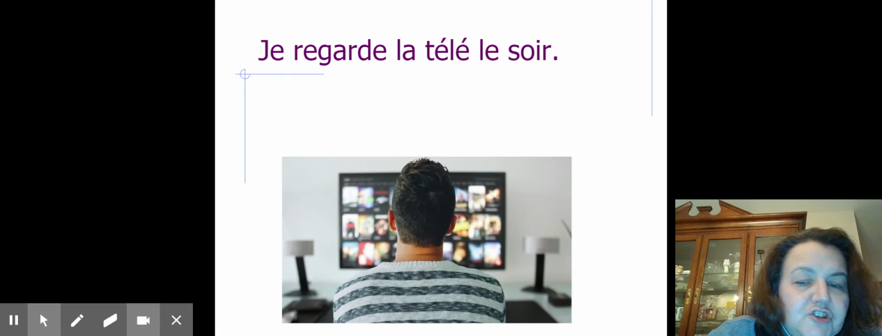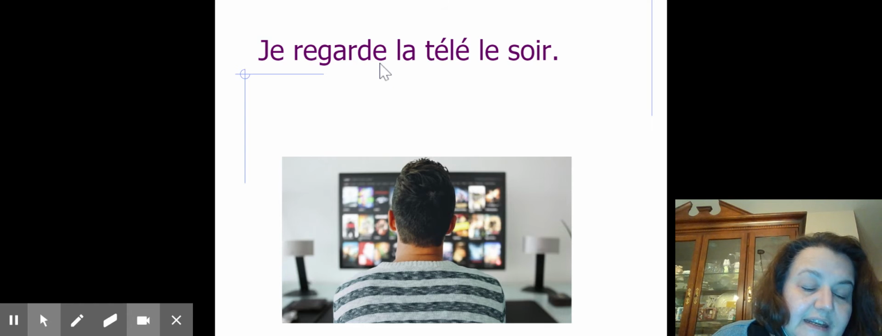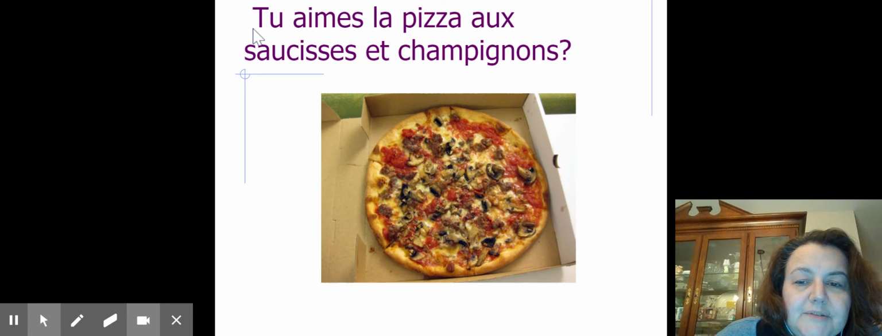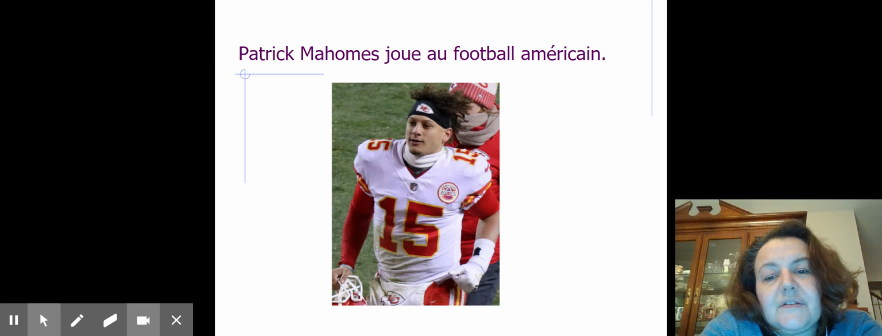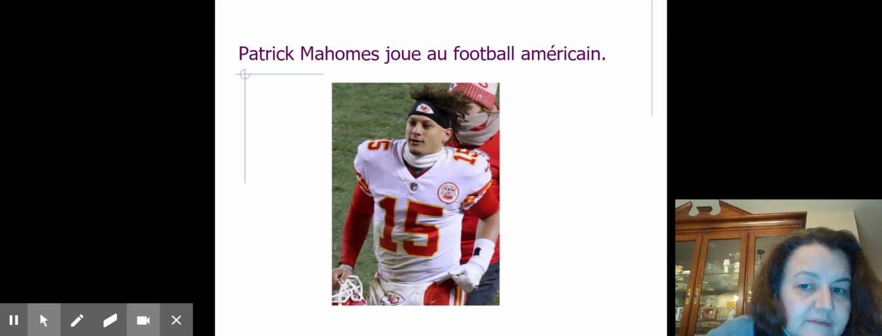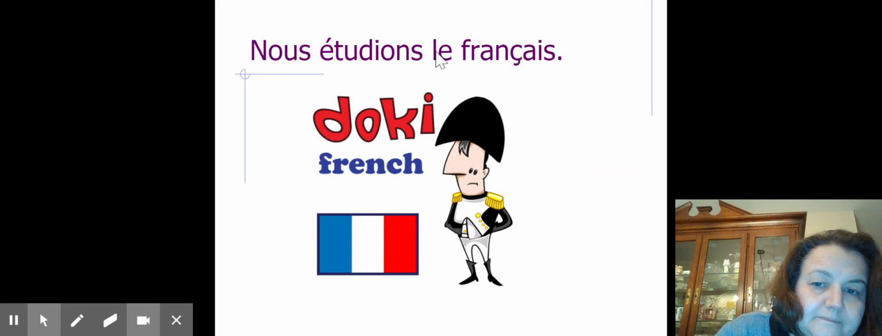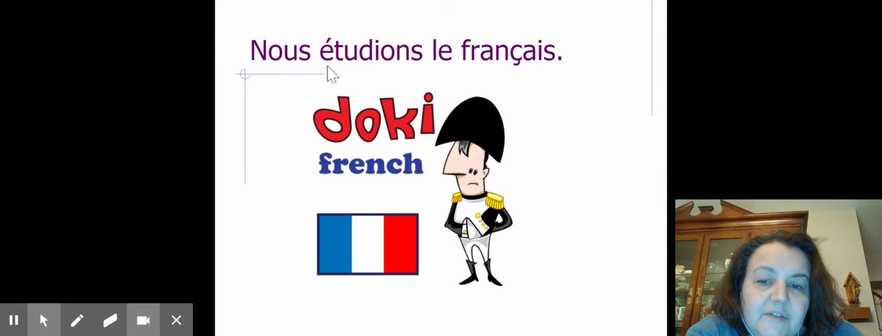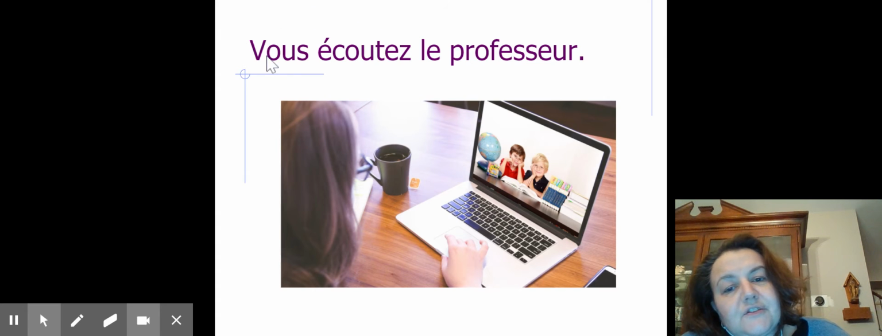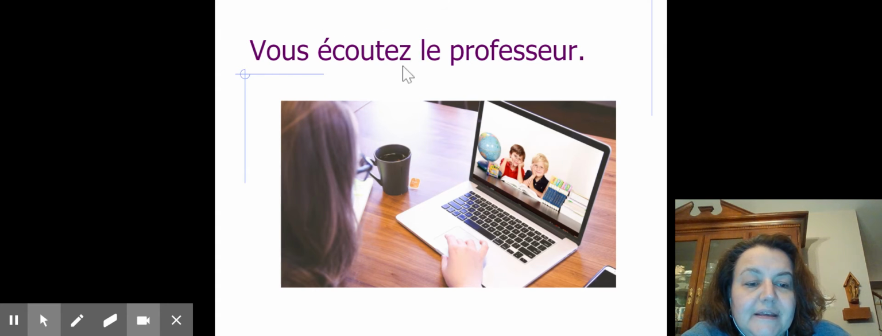So if we go back here with the je, you will notice that the ending there is an E. When the subject is tu, the ending is es. When the subject is il or elle or on, the verb ending will be an E again. When the subject is nous, the verb ending will be ons. When the subject is vous, the verb ending will be ez.